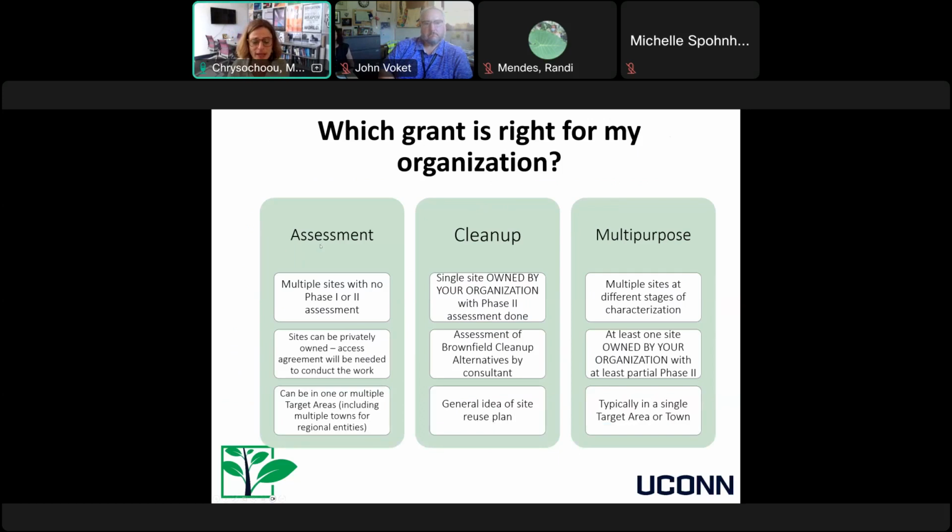if you're considering applying for an EPA grant, you are most likely ready for assessment if you have identified multiple brownfield sites across your jurisdiction that don't have any phase 1 or phase 2 assessments and need that. You should know that the sites that you can include here can be privately owned, but to use the EPA funding and do assessment there, you will need an access agreement with the owner to conduct the work. And these sites can be in one or multiple target areas. So if you are a regional entity, you can have multiple towns as part of your assessment grant. If you are a town, then you probably want to choose one or more neighborhoods or census tracts.